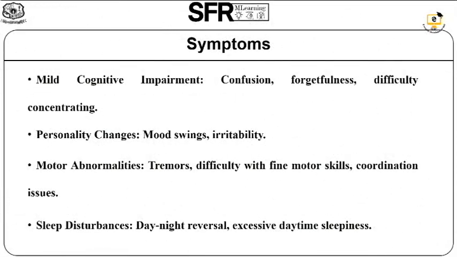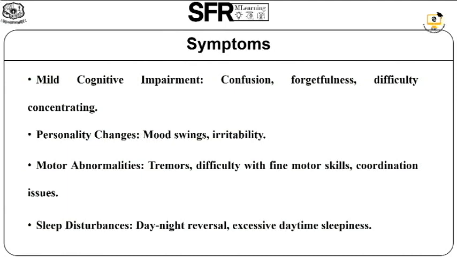And here we are going to discuss the symptoms. As we have said, it impacts the brain function. So the symptoms are mild cognitive impairment, personality changes, motor abnormalities and sleep disturbances. Cognitive impairment is confusion, forgetfulness, and frequent inability to recall memories, and the ability to concentrate on certain things will get impaired. And then personality changes: mood swings and frequent irritability, people will not be responding to what others say, and all those personality changes will happen.